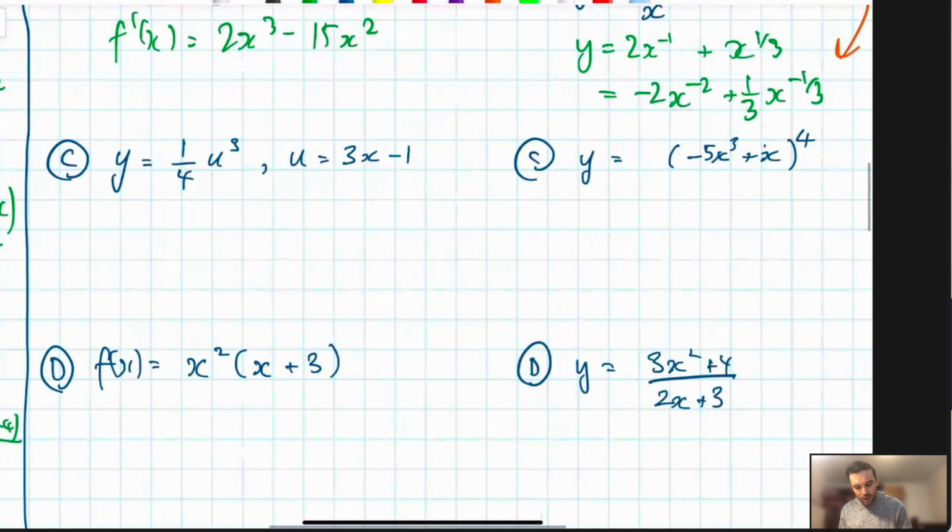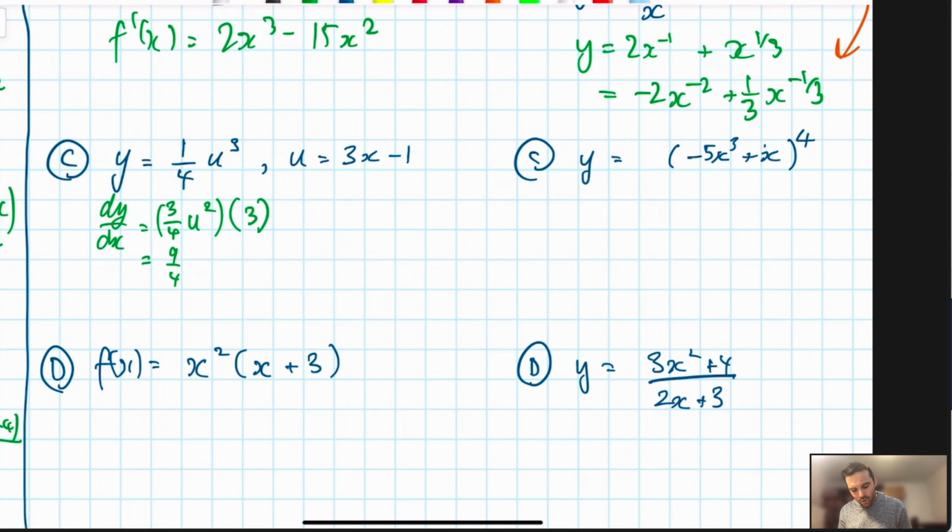So we can see this is a chain rule. So let's go dy by du times by du by dx. So we've got 9 on 4, let's sub in that u, 3x take 1 all squared.